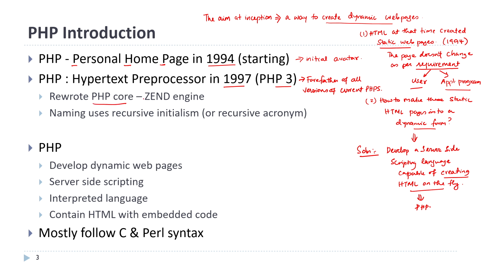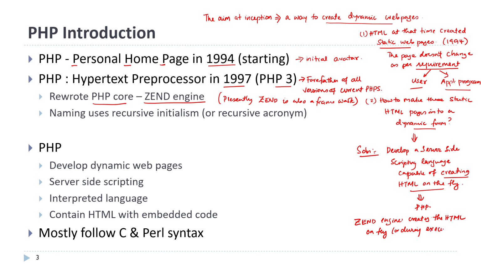So, the core of PHP is called the Zend engine. Presently Zend is also a framework. But the Zend engine is the one that actually creates the HTML on the fly, or during execution. Okay. So, that is what we are talking about.